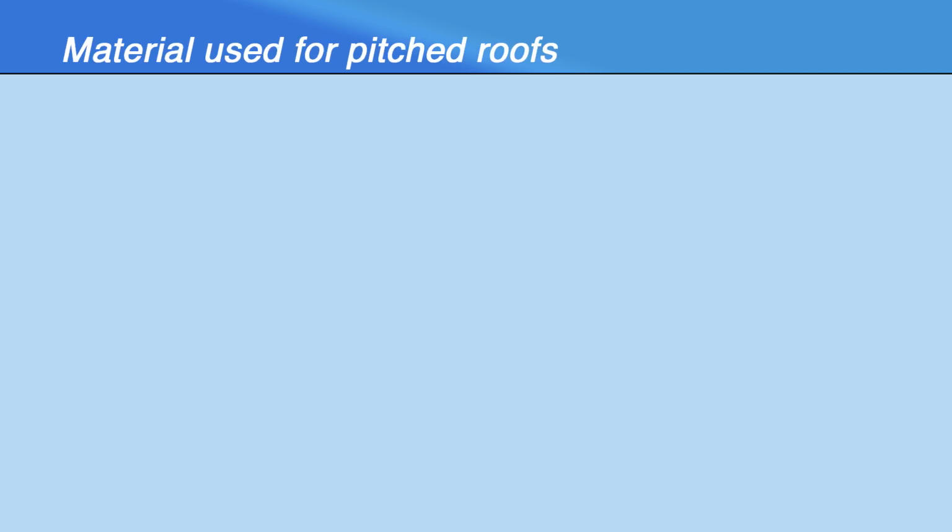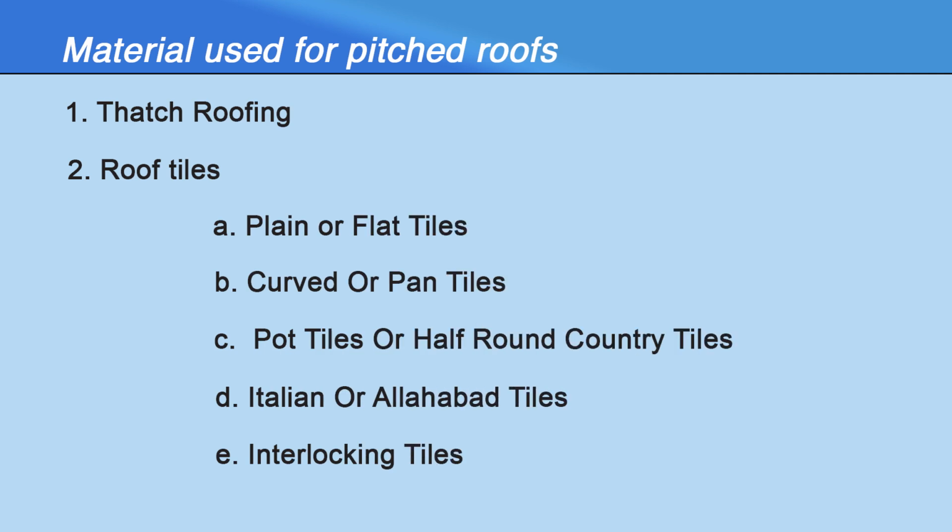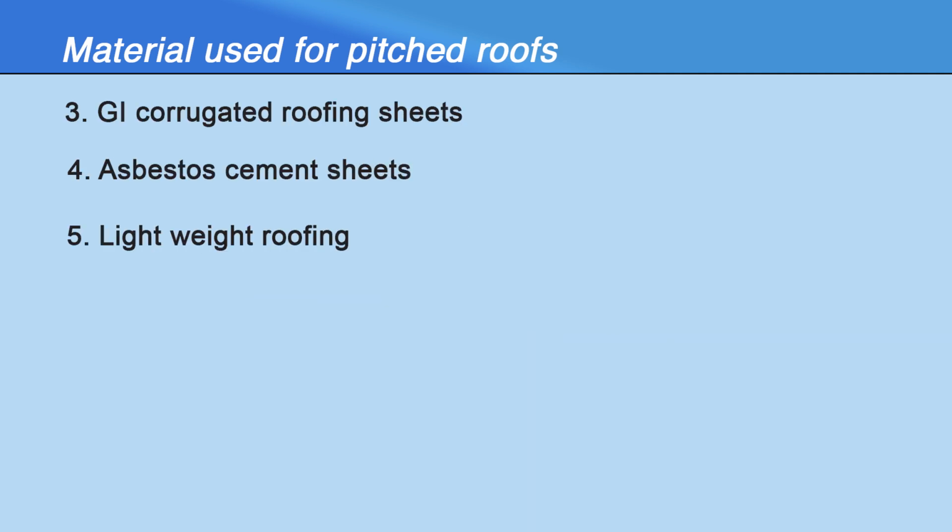The materials used for the pitch roof. First is thatching roof, roof tiles, plain or flat tiles, curve or pan tiles, pot tiles or half round tiles, country tiles, Italian or Allahabad tiles, interlocking tiles. Another is GI corrugated roofing sheets, asbestos cement sheets, lightweight roofing. These are the materials used for pitch roof construction. We will see them one by one.